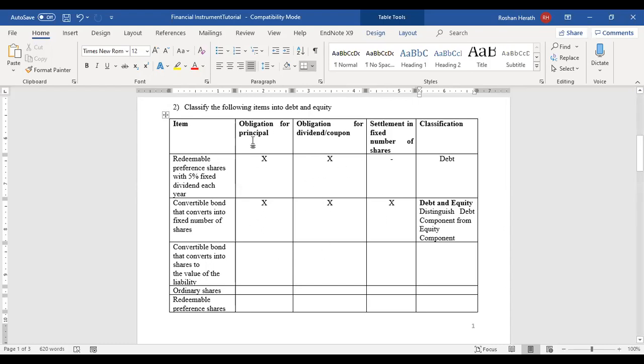So far, from the experience you have gathered, you can see that if the first two criteria are present, it is going to be a kind of debt instrument, where you have the obligation for the principal and the obligation for the coupon. And if a particular contract is settled in a fixed number of shares, it is going to be an equity instrument. So in the case of a convertible bond that gets converted into a fixed number of shares, yes, it has both the debt and the equity component. Similarly, how about the third one?